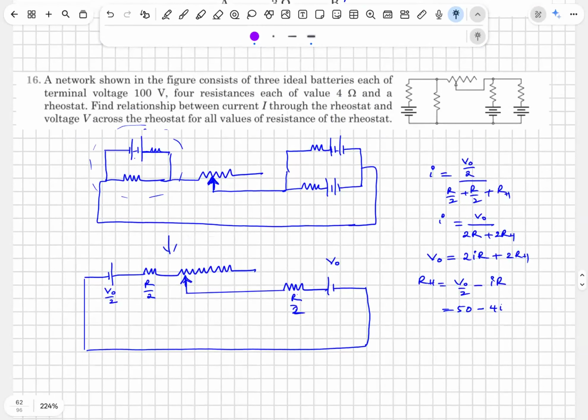16 at least. The network shown in the figure consists of 3 identical batteries. You can see battery 1, battery 2, battery 3. Ideal batteries, each of terminal voltage 100 volts, 4 resistors, each of value 4 ohms, and a rheostat. Find the relationship between current I through the rheostat and voltage V. You want a relation between I and V.